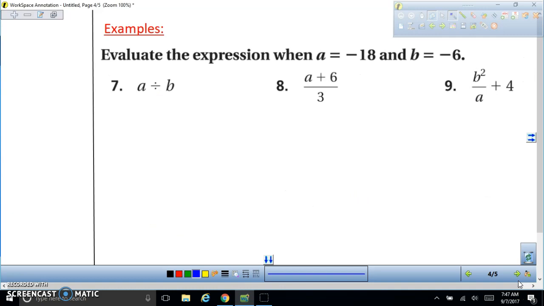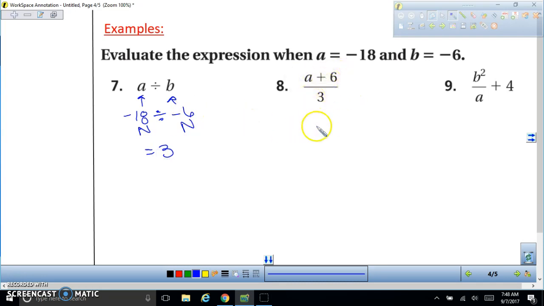Evaluate the expression when A equals negative 18 and B equals negative 6. So we're going to plug in negative 18. I didn't mean to say negative 8. Negative 18 divided by negative 6. Okay, we have a negative divided by a negative. The answer will be positive. And 18 divided by 6 is 3.